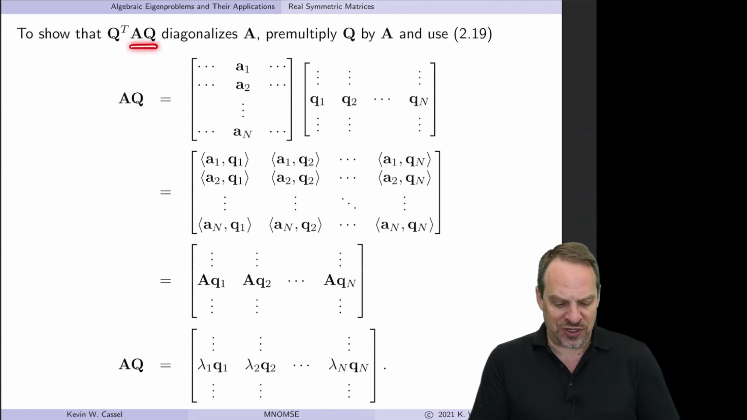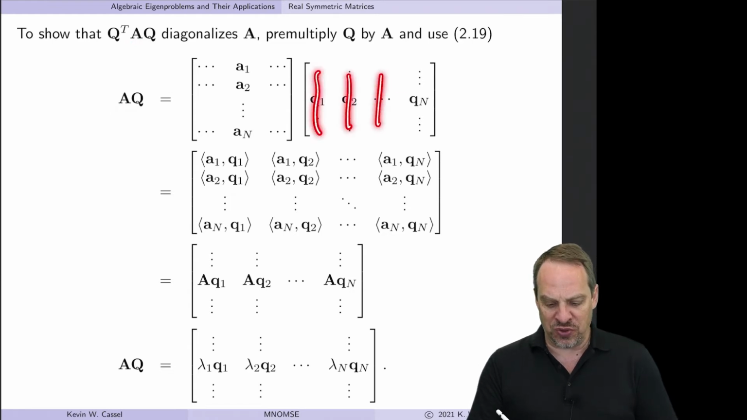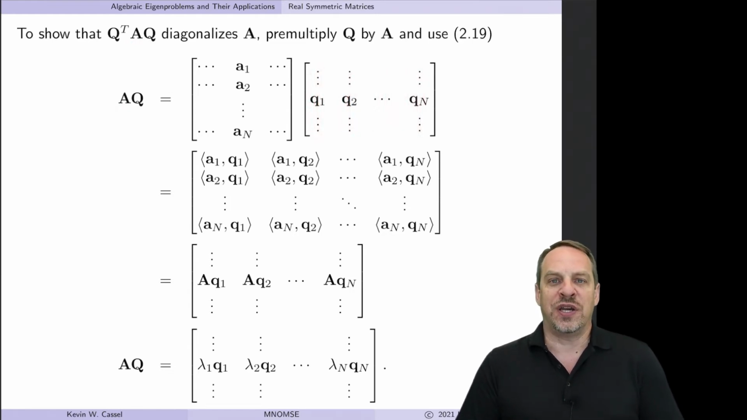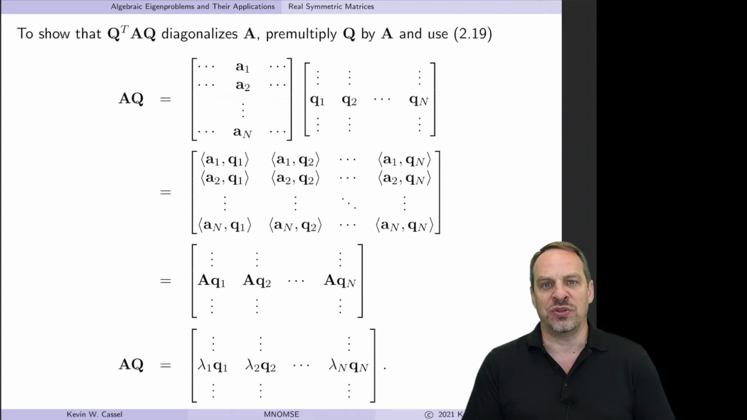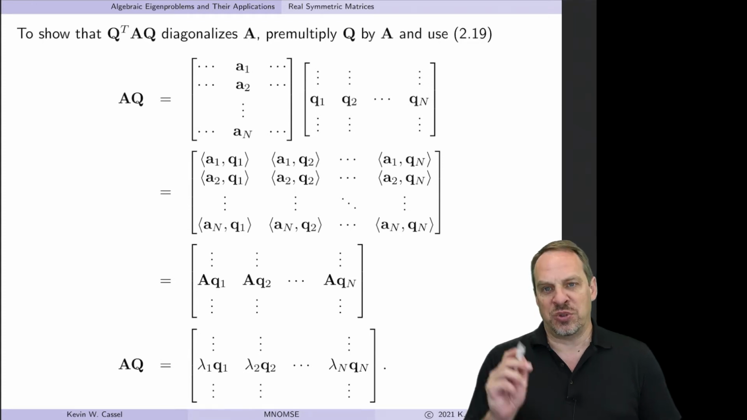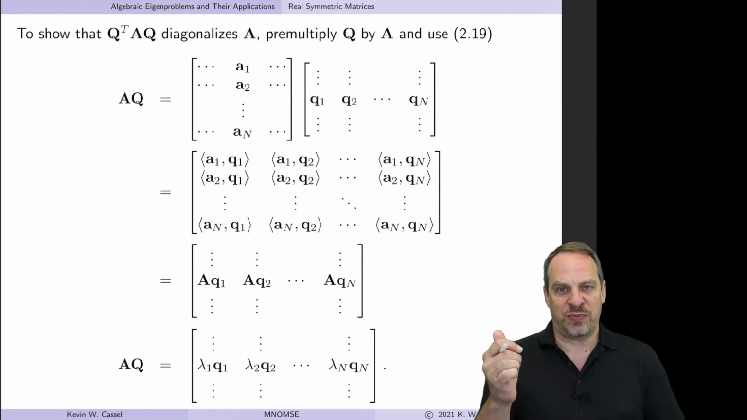So let's start with A times Q. So A times Q, here's the Q, with the columns being the orthonormal eigenvectors of A. And then we're going to write the A matrix row-wise. So little a1 is going to be the first row, a2 is the second row, a3 is the third row, and so on of A. Then I take the matrix product. So remember how matrix products work from chapter 1.